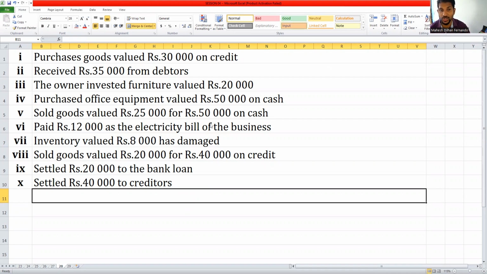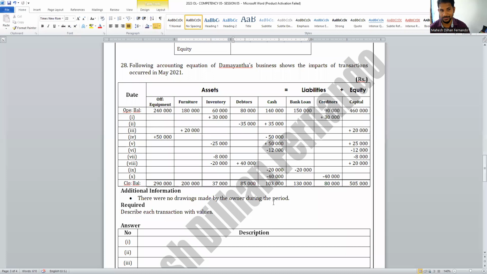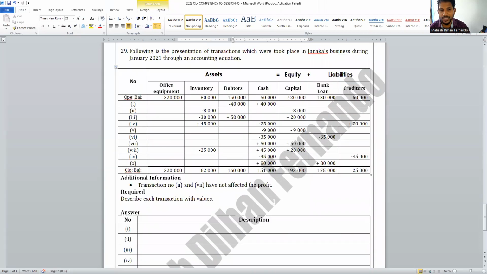In fact, the last question of the lesson. But there is a small additional information here. Highlight this additional information.